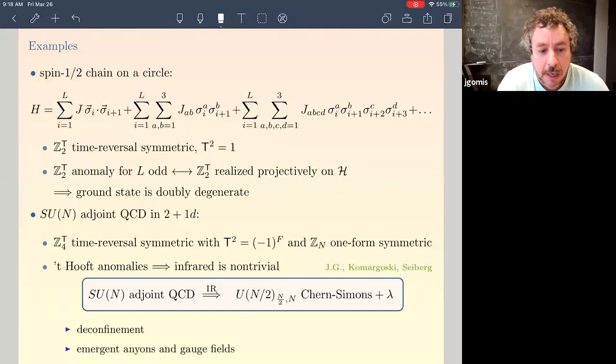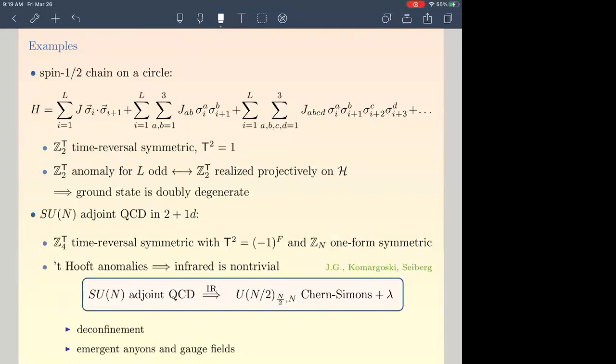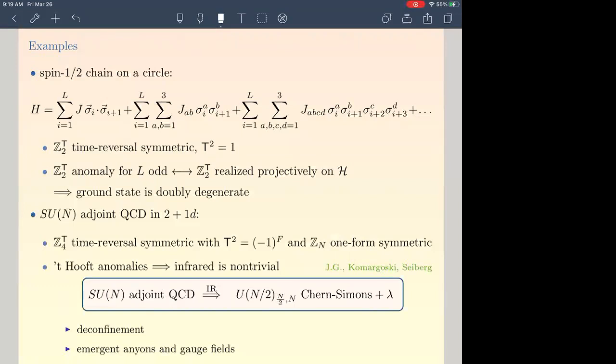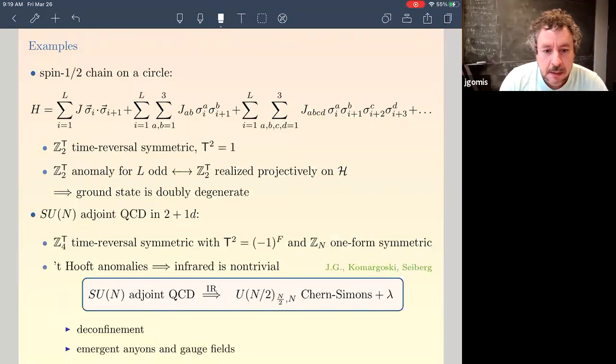So I took the example where this time reversal anomaly takes values in Z_16. So it's an integer mod 16, and the one-form anomaly for the Z_N one-form symmetry is a Z_N anomaly. And is there a mixed anomaly also in some sense? No, there is no mixed anomaly in this case. But there are many examples in many dimensions where you have mixed anomalies between zero-form and one-form symmetries, and they imply interesting things about the infrared dynamics.